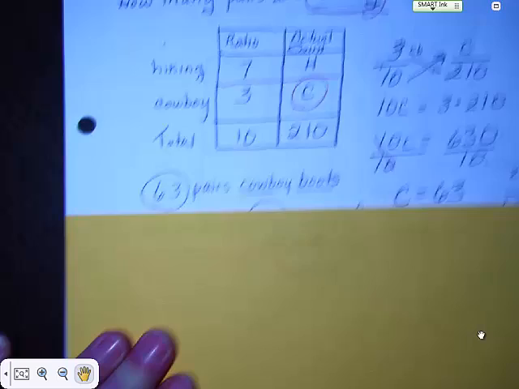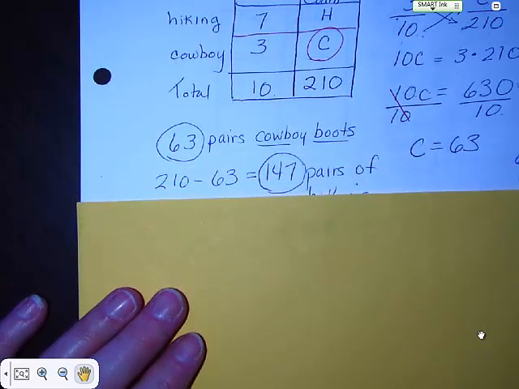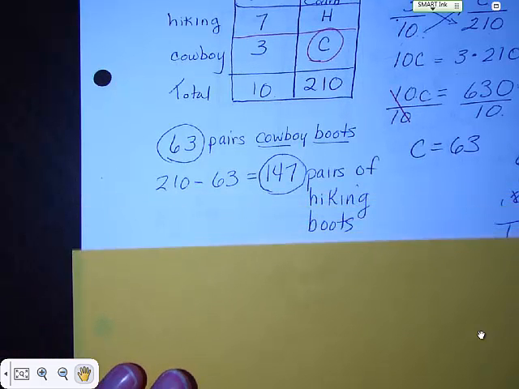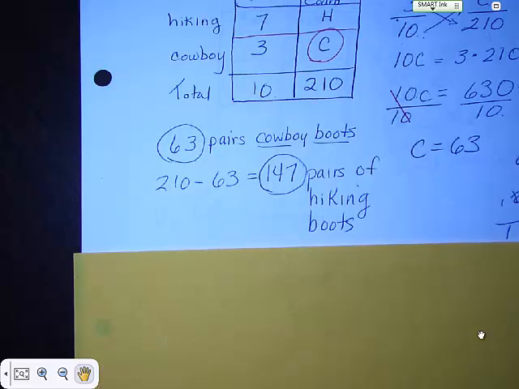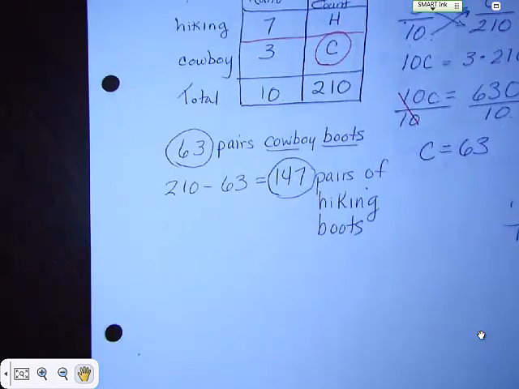To find out the total pairs of hiking boots, you would simply subtract. Take 210, subtract 63, you get 147 pairs of hiking boots. Okay? Not too bad. Not really hard to do. Once you got it set up, you got it in the bag. It's not a difficult thing to do.